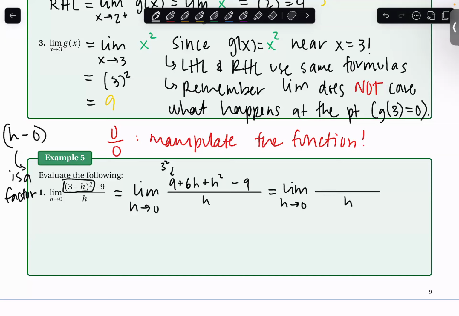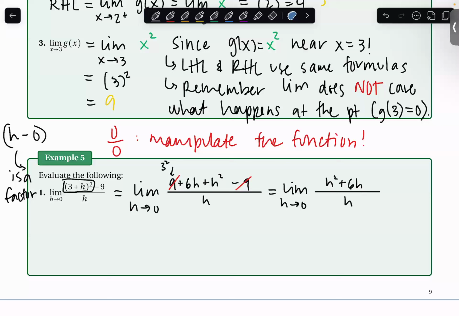Yeah, I can combine my like terms. I only have one H squared. I only have one H term, so I can't rewrite those. But I have a 9 and a minus 9. They cancel. And so I'm left upstairs with an H squared plus 6H.